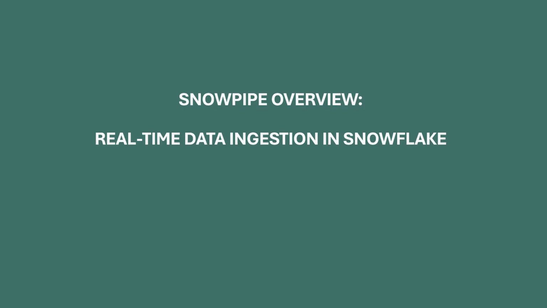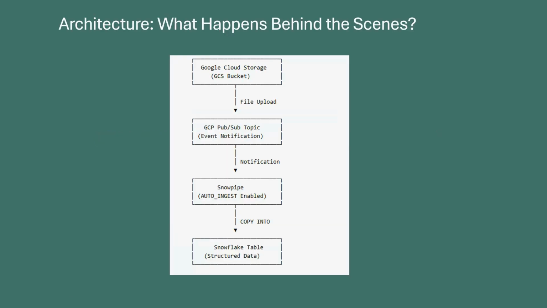Before we move on with the demo, let's walk through the architecture first. Let's see what happens behind the scenes. A file is first uploaded to our Google Cloud Storage bucket, and as soon as the file is uploaded, the upload itself triggers a notification event. Snowpipe listens for these kinds of events through a notification integration, which we're going to set up later in the video. And once it receives the signal, Snowflake would automatically execute commands behind the scenes to load the data into our target tables.